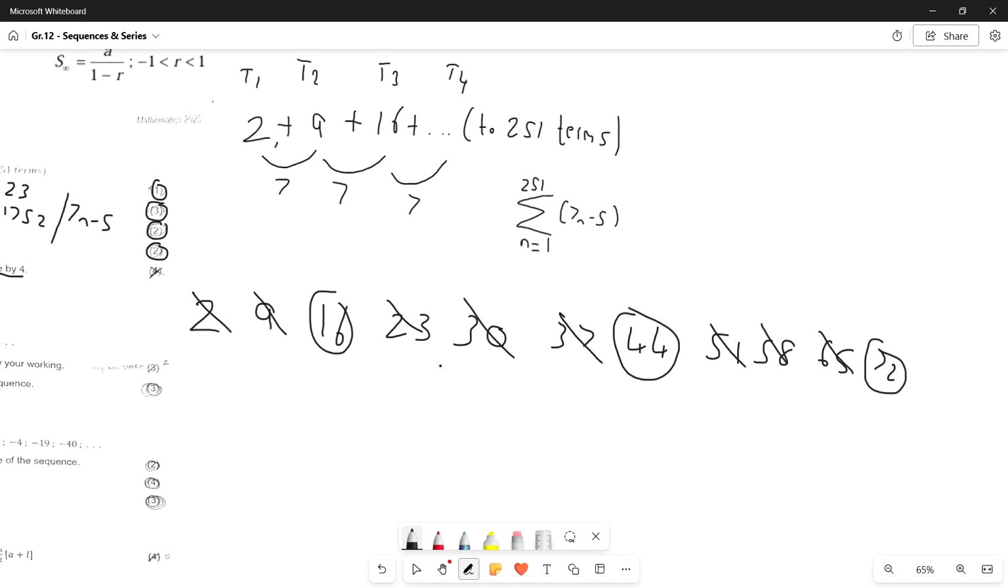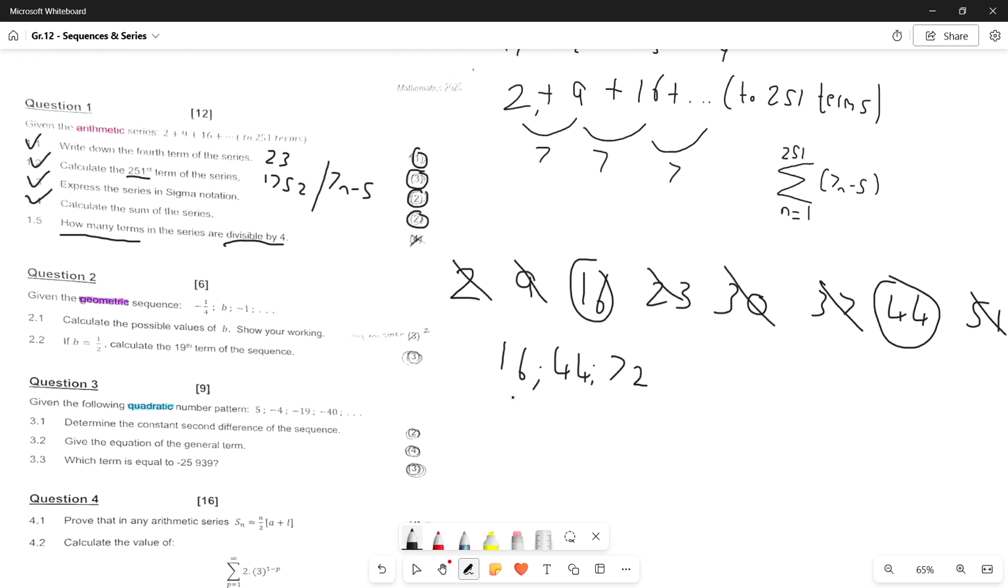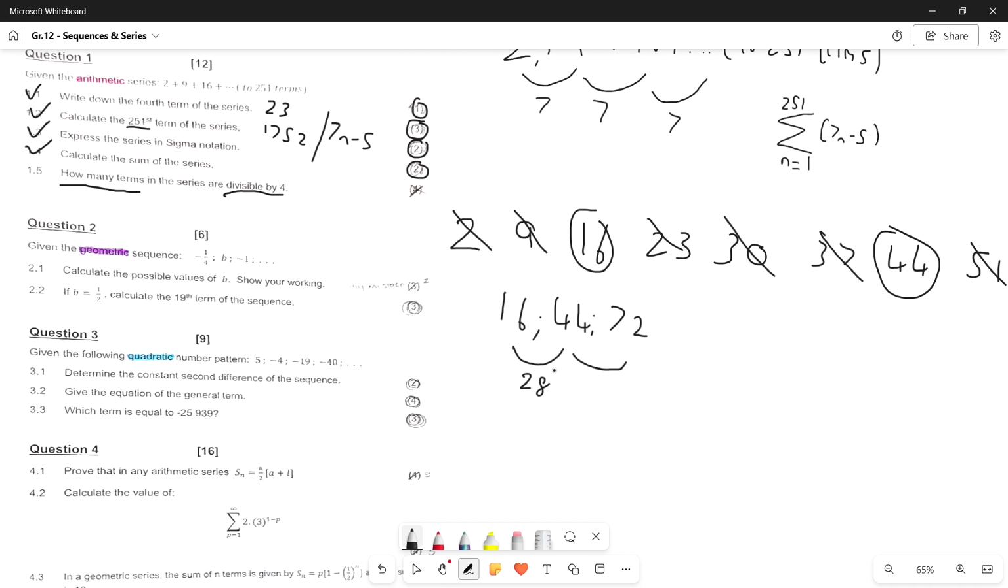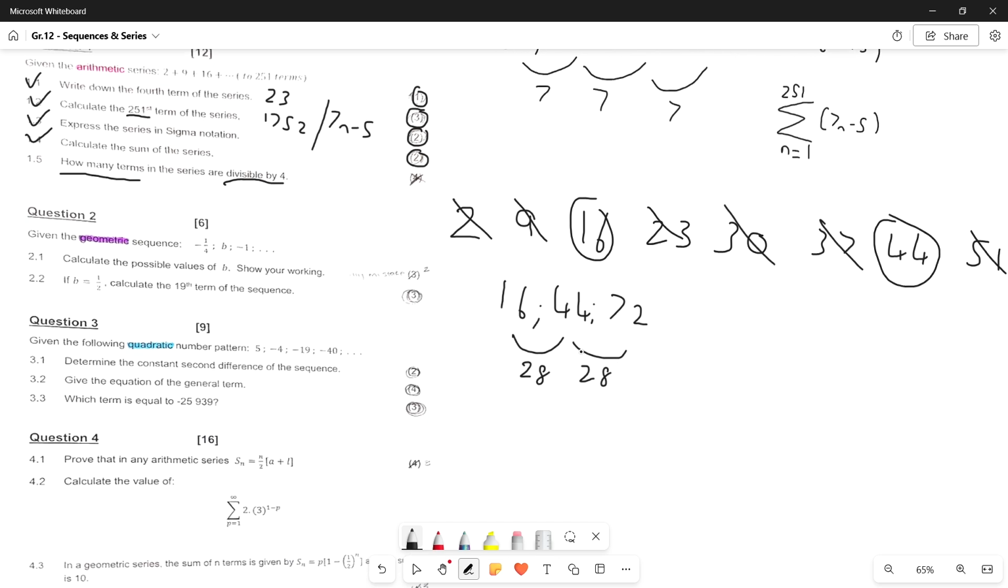But what is useful for us to do is take these components over here and make a new sequence out of these numbers, because then we have 16, we have 44, and we have 72. From there we can start to treat just the numbers that are divisible by 4, because 16 to 44 has a difference of 28, and 72 minus 44 is also 28. So that means we have a new arithmetic sequence that we're working with.